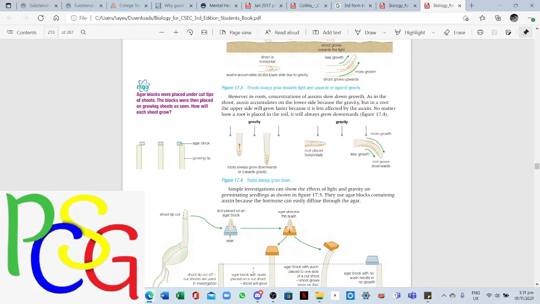However, in roots, concentration of auxins can slow down growth. In the shoot, the auxin can accumulate on the lower side because of the gravity, but in the root, the upper side will grow faster because it is less affected by auxin. No matter how the root is placed in the soil, it will always grow downwards towards gravity.